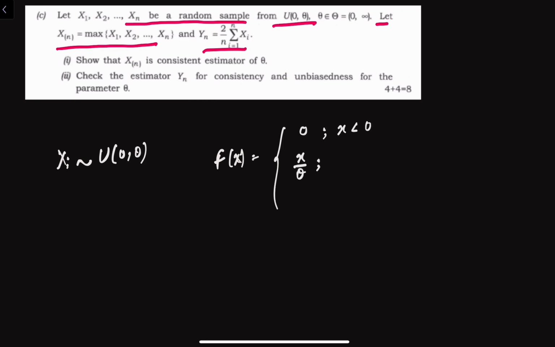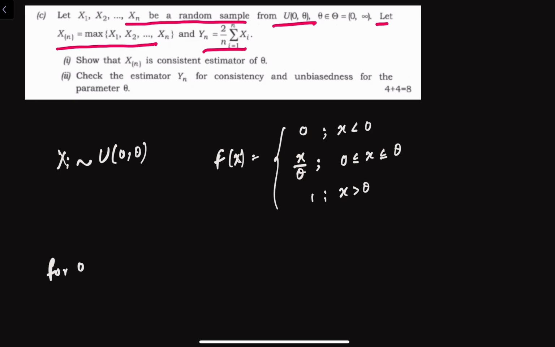So we need to show that Xn is a consistent estimator of theta, and we also have to check whether Yn is consistent and unbiased for the parameter theta. First, if we consider Xi, Xi is following uniform 0, theta. So that means the CDF of each Xi is F of x, which is 0 when x is less than 0, and it is x by theta if 0 is less than or equal to x less than or equal to theta, and 1 if x is greater than theta.